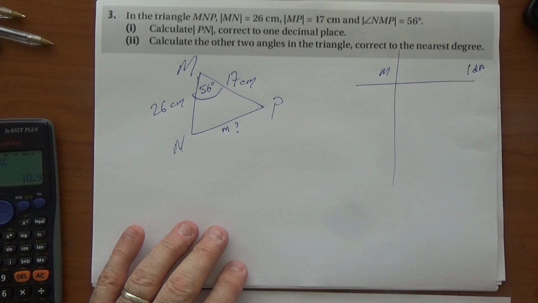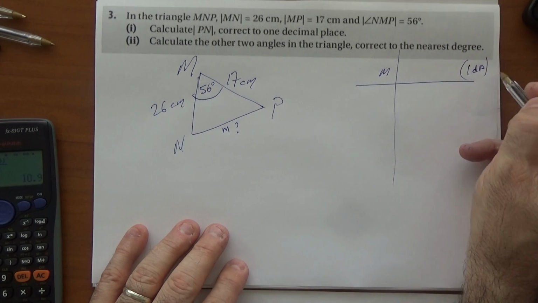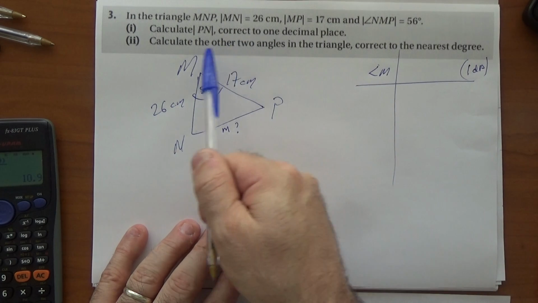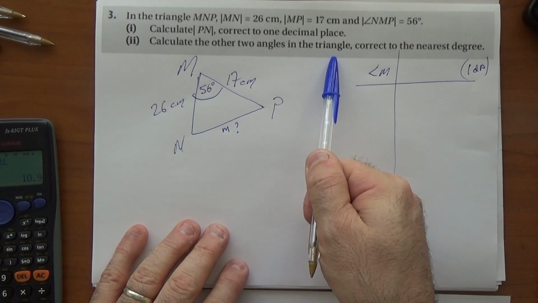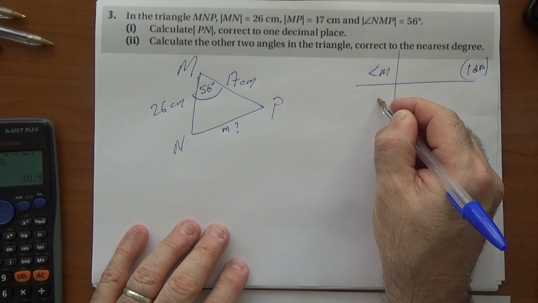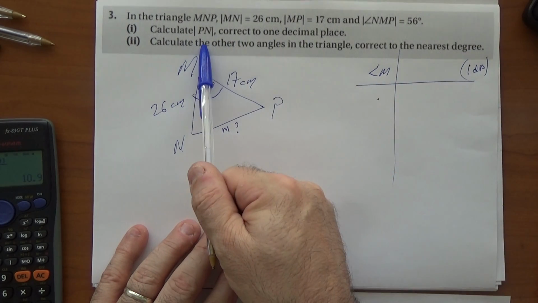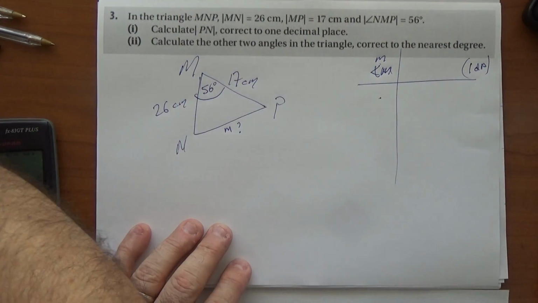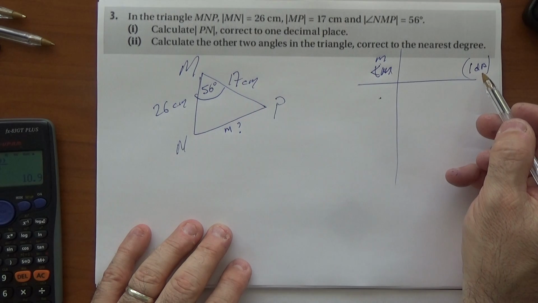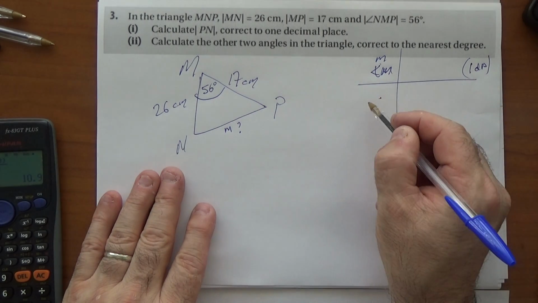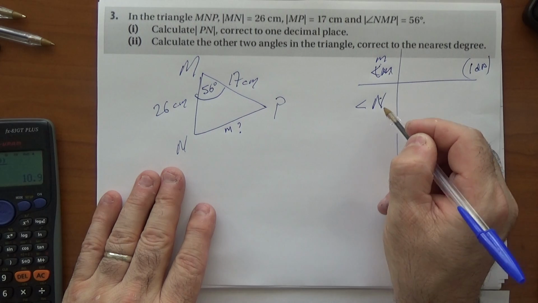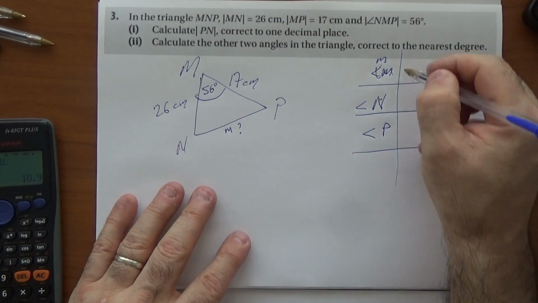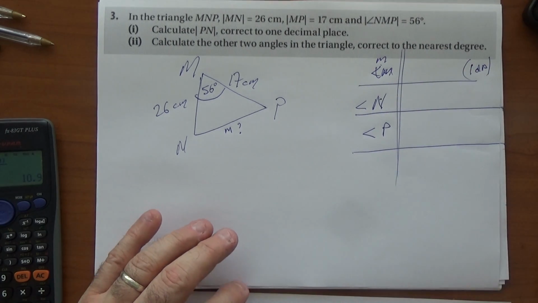Let's make up a roster. And let's call it angle M. Calculate the other 2 angles in the triangle. So that will also be what? So calculate, that's side M, and side M, 1 decimal place, and the other 2 angles. What are the other 2 angles? Well, they're angle N and they are angle P. There's absolutely no reason in the world, because it doesn't cause ambiguity, to use the 3-letter form.